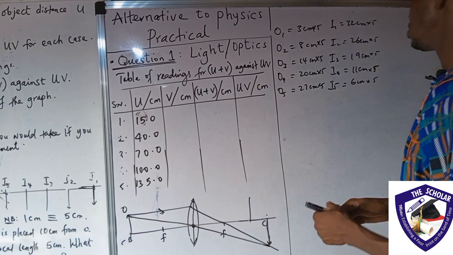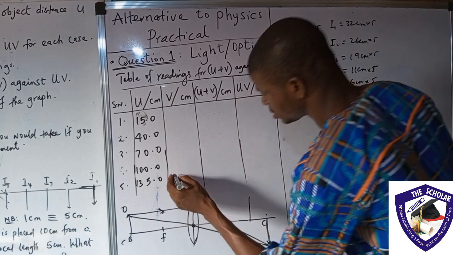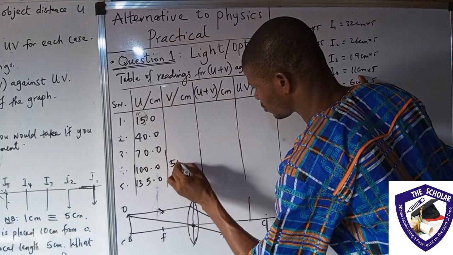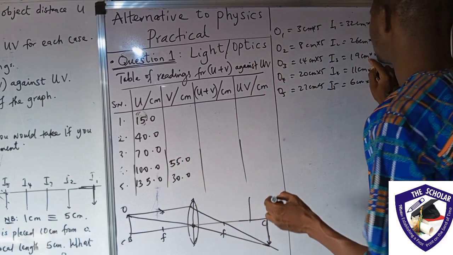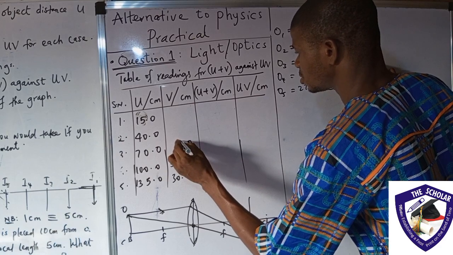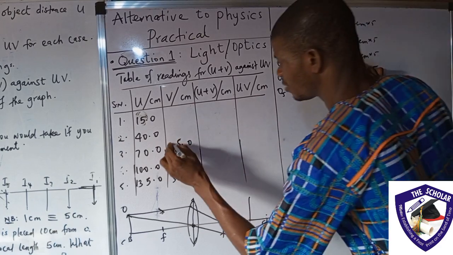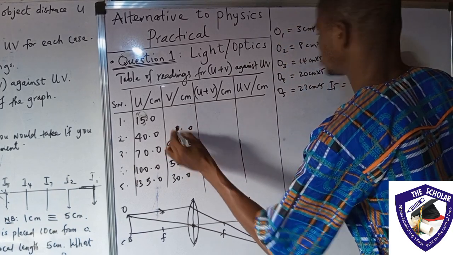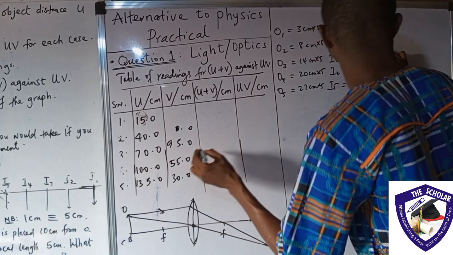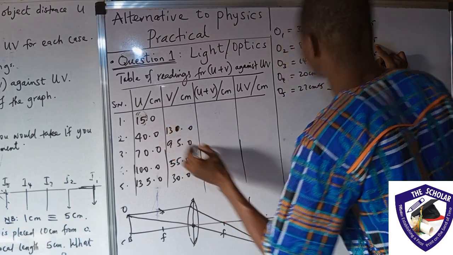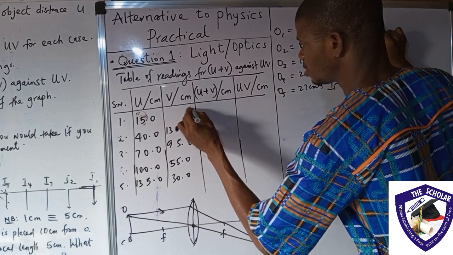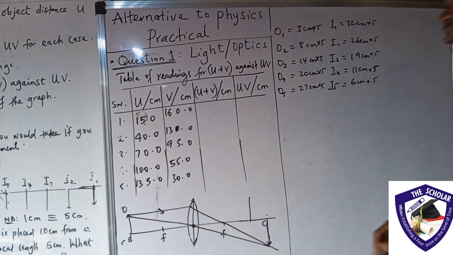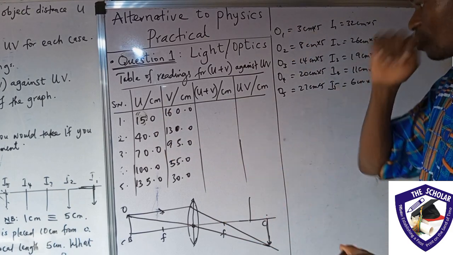Then for our V, you do the same thing. 6 times 5, that's 30.0 centimeter. 11 times 5, that's 55.0 centimeter. 19 times 5, that's 95.0 centimeter. 6 times 5, 30. Then 2 times 5, 10. Plus 3, that's 30. And lastly, 32 times 5, we have 0, 3 times 5, 15, 16. So that is all, this is how our table will look like.